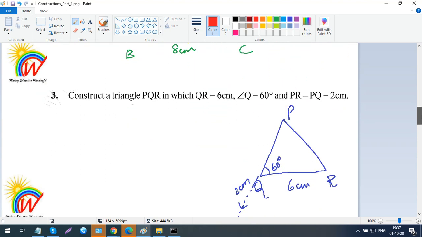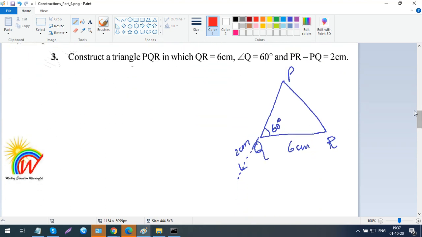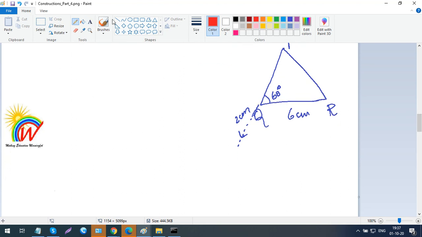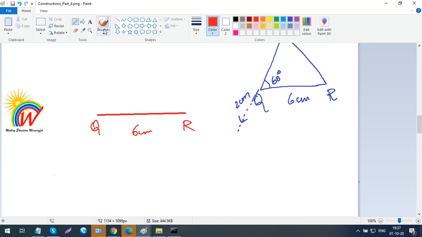Okay, now come to the third question. It says construct a triangle PQR where QR is given as 6 centimeter, angle Q is 60 and PR minus PQ is given. So this is the other way around. Same way, you will first draw the line of the required length, that is your QR, 6 centimeter. Take your scale and draw it. Then use your protractor and draw a 60 degree angle. So this is going to be 60 degree.